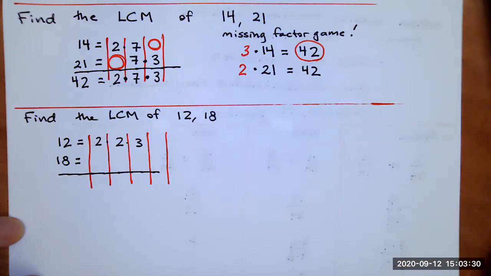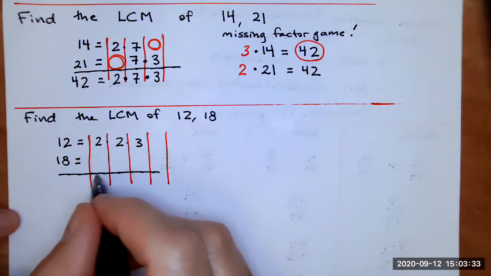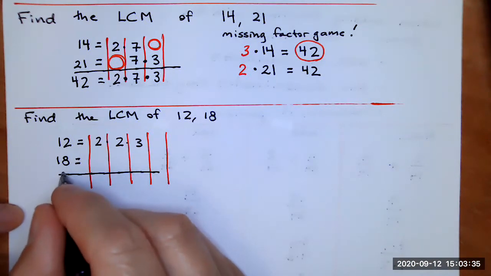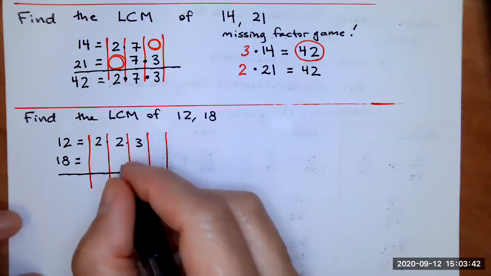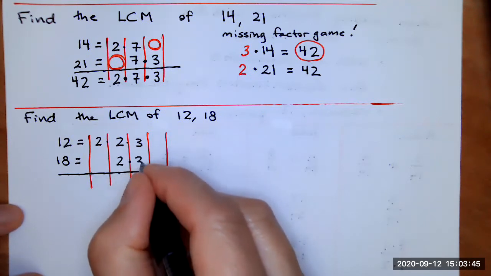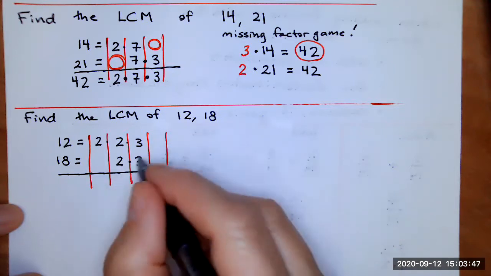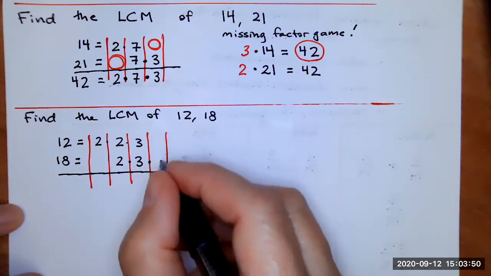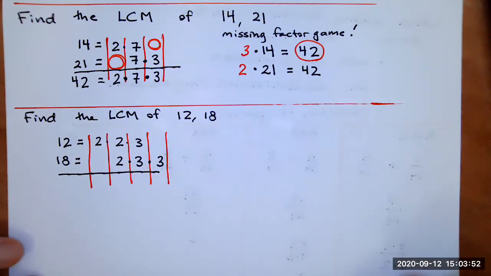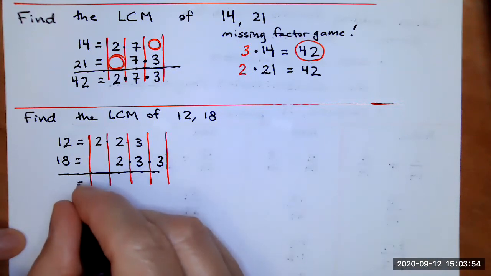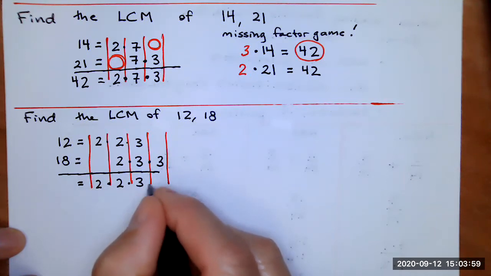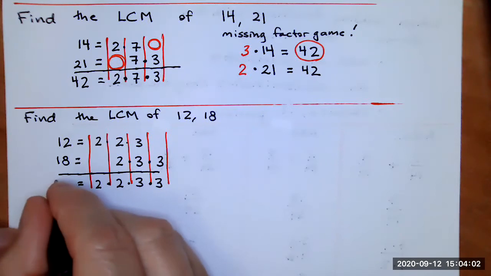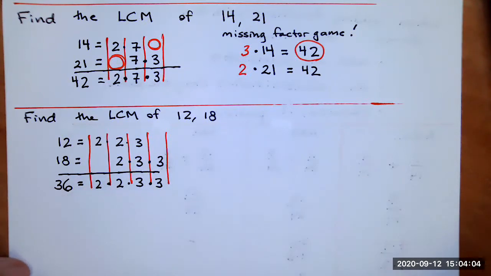Just going to throw an extra one there. What goes into 18? Well, I could do 3 times 6 or 2 times 9, but those are not primes. To break it all the way down to primes, we get 2 times 3 times 3, and that other 3 has to be in its own column. So the least common multiple is going to be 2 times 2 times 3 times 3, which is 36.